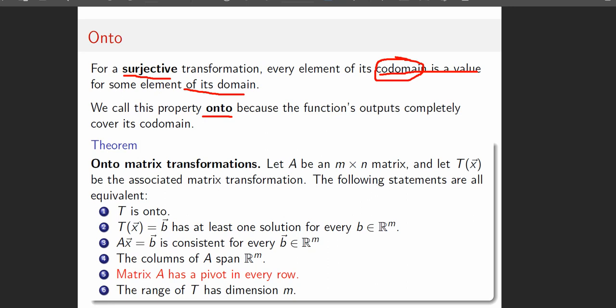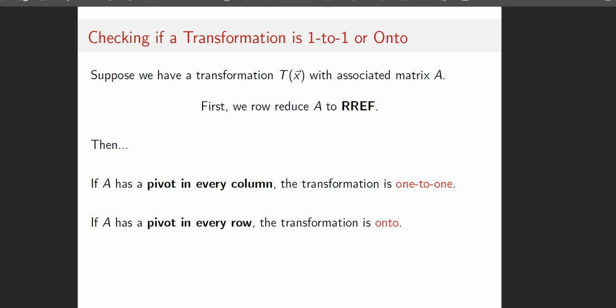Oh, here's another huge theorem. And just like before, the second and third items are basically the definition of what it means. And again, the one in red that I've identified, that's the easiest one to check. So when we want to check whether something's onto, we're going to row reduce it and count how many pivots there are. And if there are pivots in every single row, we'll know that it's onto. If there are pivots in every single column, we'll know that it's one-to-one, which I believe I have summarized right here. Yeah, there we go.